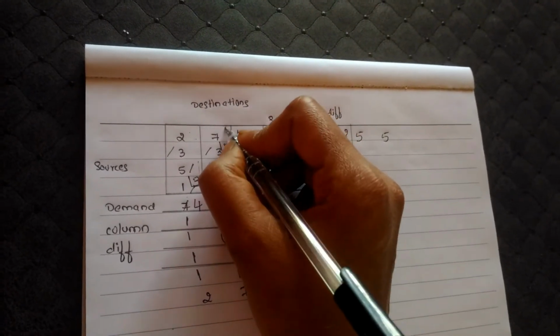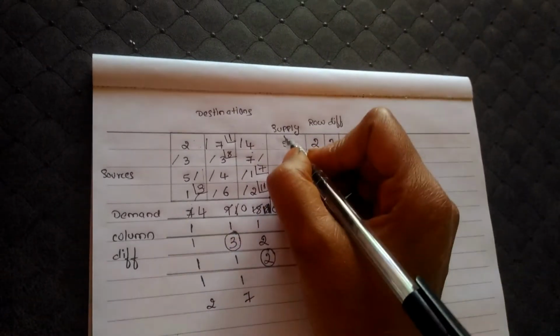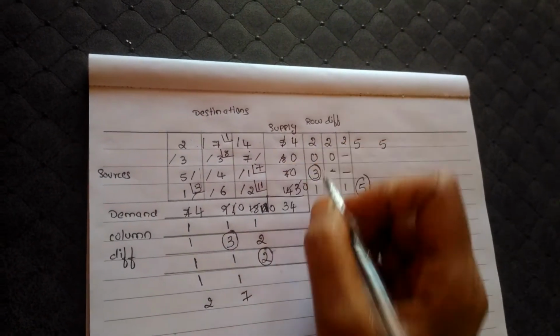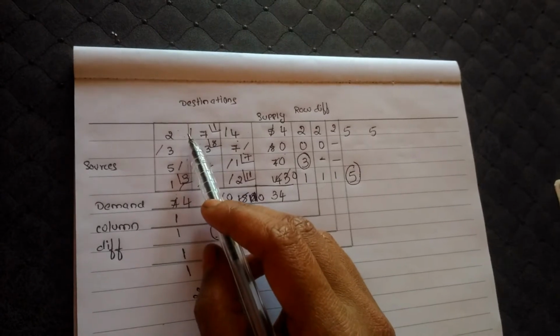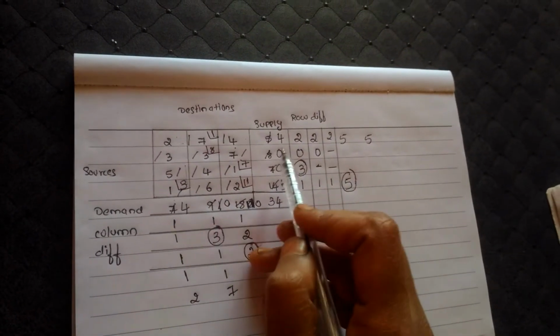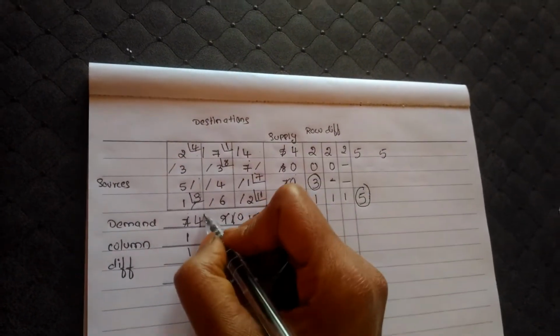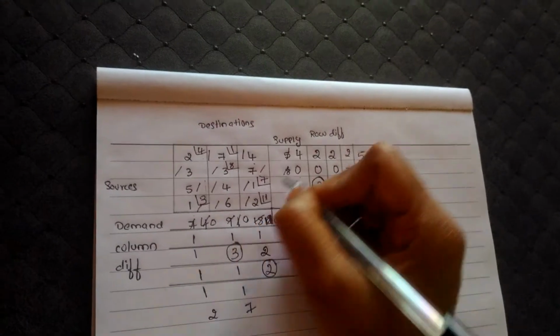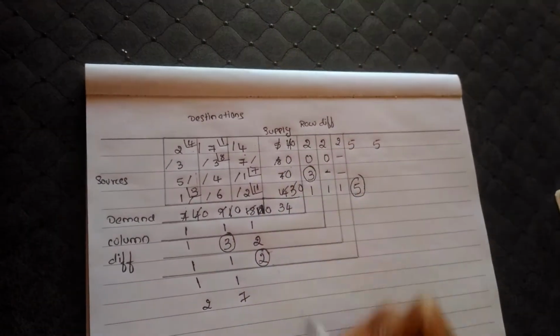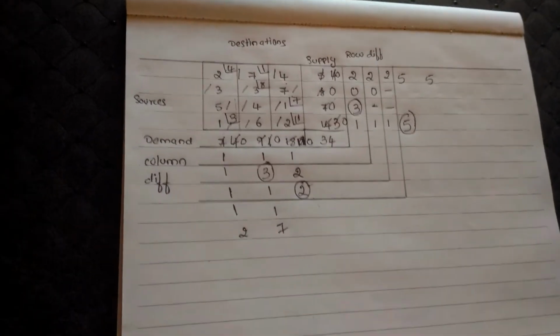So I will satisfy the demand, and here I am left with 4. Now finally I am left with only one cell, which is 2, where the demand is 4 and the supply is also 4. So I will satisfy the demand and supply. With this we conclude that we have achieved the initial basic feasible solution.